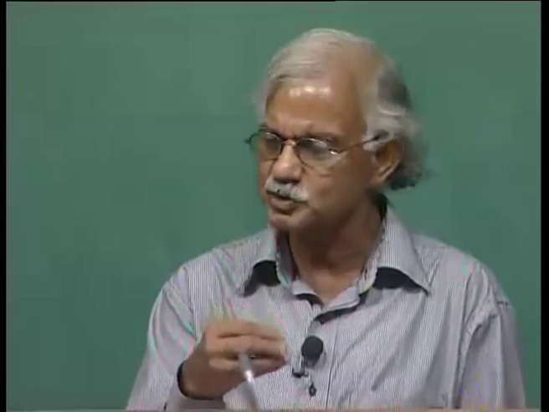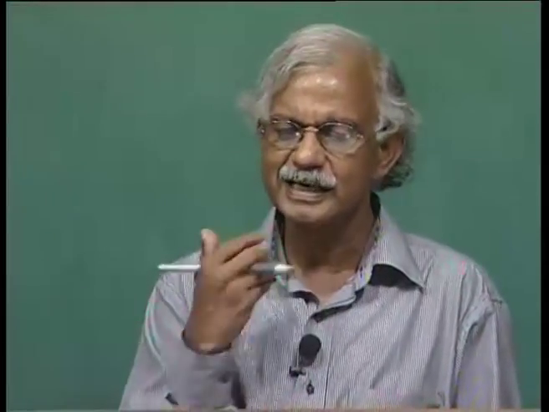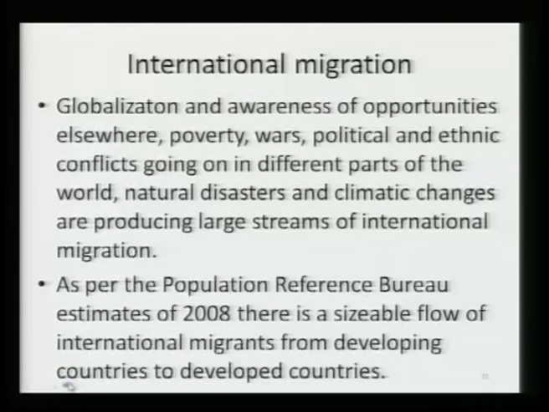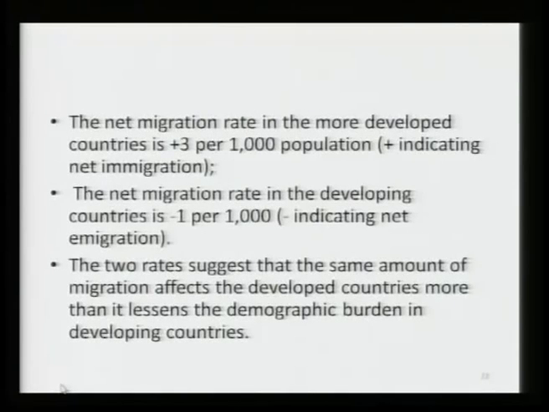Before you ask some question, let me also show 1 or 2 slides on international migration. This is another issue. Globalization and awareness of opportunities elsewhere, poverty, wars, political and ethnic conflicts in different parts of the world, natural disasters and climatic changes are producing large streams of international migration. There is a sizable flow of international migrants, mostly from developing countries to developed countries.